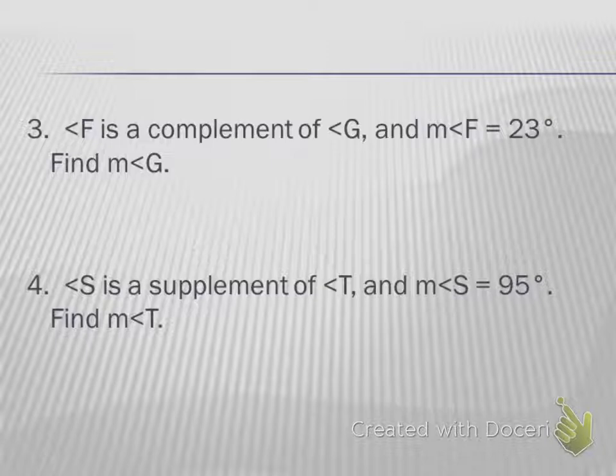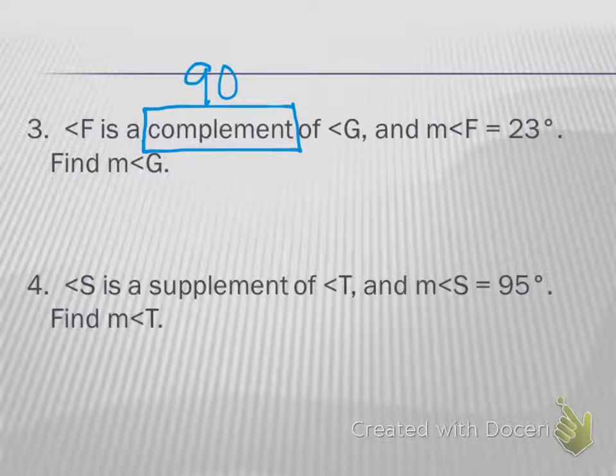All right, so in number 3, we're told that two angles are complements. When they're complements, they should add to what? 90. All right, I'm going to call the measure of angle F, F. I'm going to call the measure of angle G, G. When I add F and G together, I should get 90.